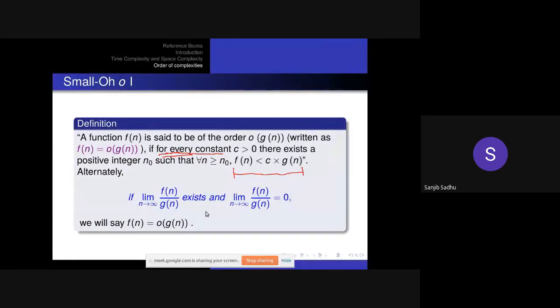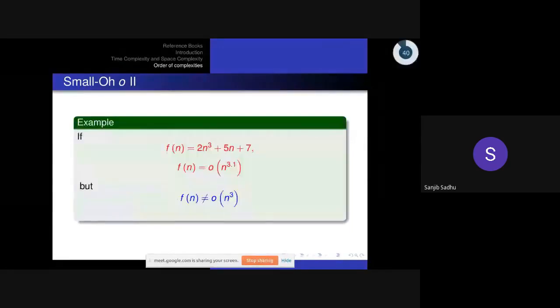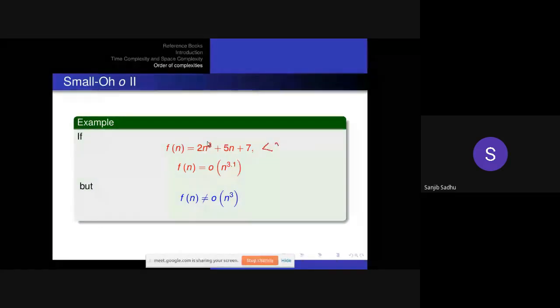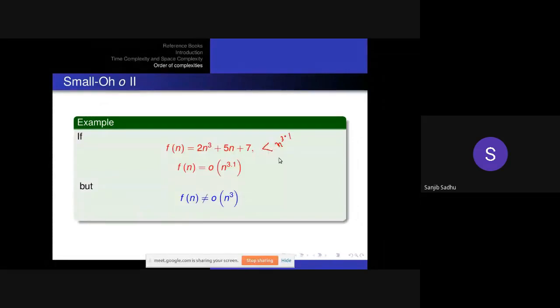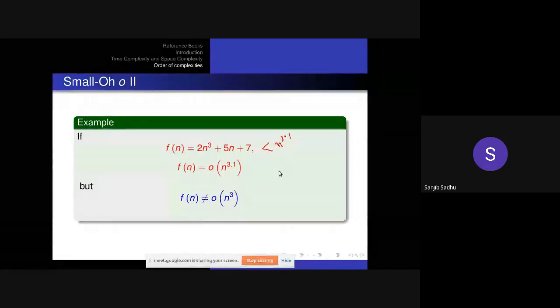So for example, here you see 2n cube plus 5n plus 7. You should find that it is less than, and you take a larger term than this. What is the largest term? n cube. So you can take n to the power 3.1, for any c, and for all values of n greater than or equal to some n naught. Always remember that if it is n cube, you can write it is small o of n to the power 3.1.